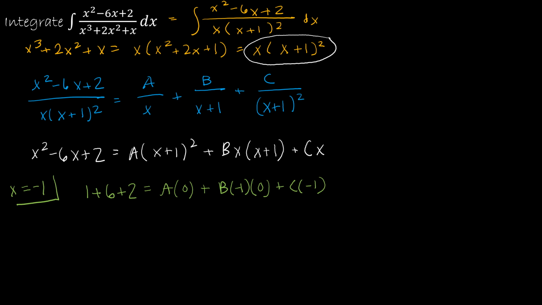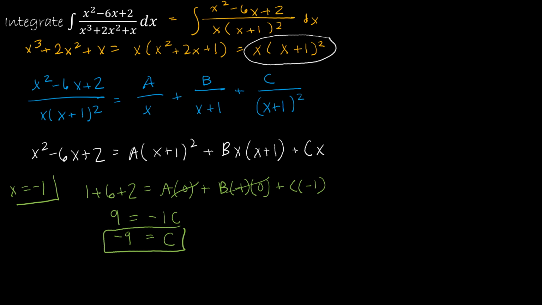On the left side, 1 plus 6 is 7, plus 2 is 9. A goes away, b goes away. I get -1c, so therefore c must be -9. So I have one of my values. I need to now find out what's going to happen with a and b.